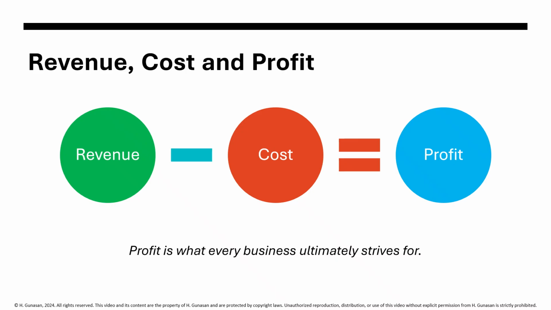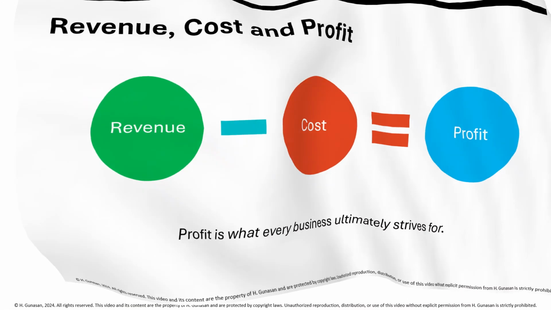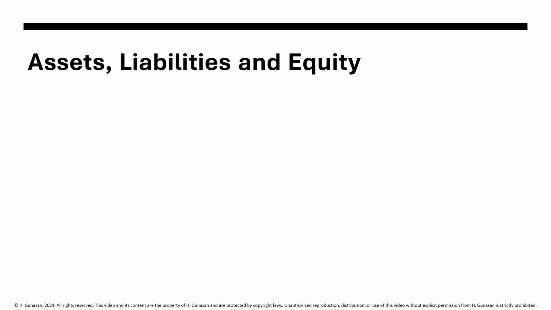Now, let's move to another critical set of financial terms. Now that we've covered how a business earns and spends money, let's explore what it owns and owes, in other words, its assets, liabilities, and equity.